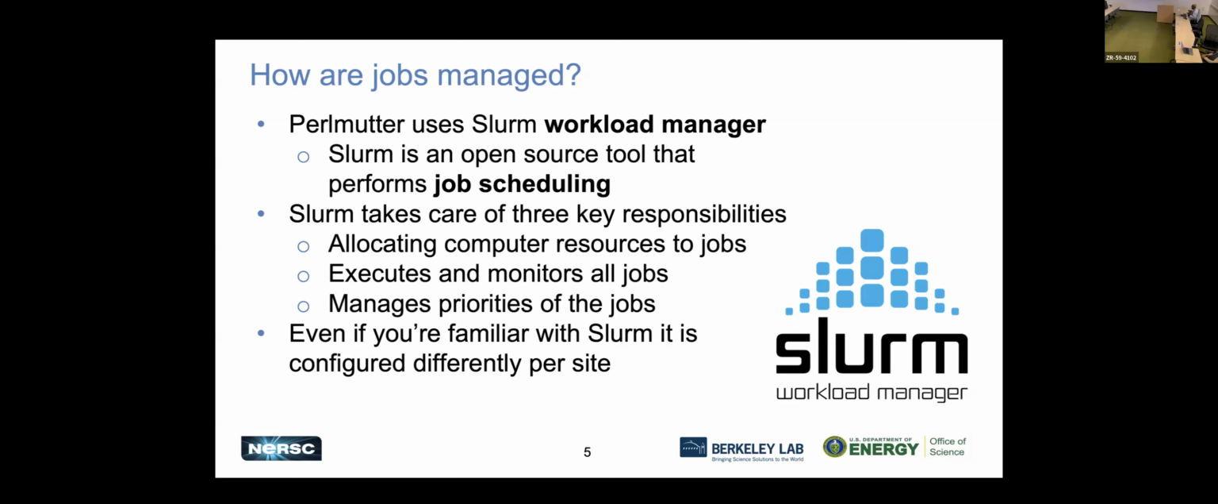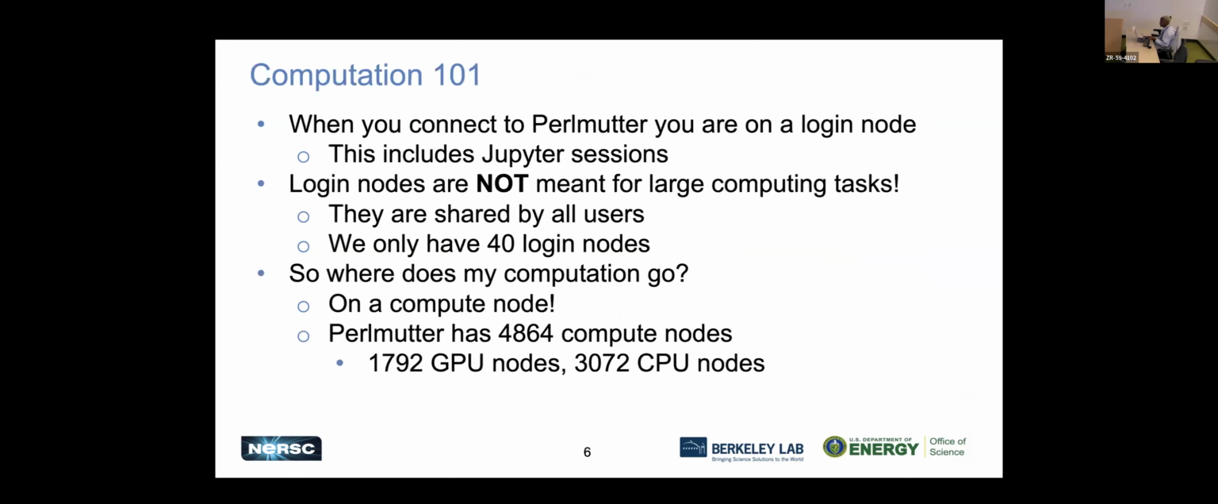So it's important to keep in mind that how you construct your job script is basically how Slurm is going to determine your priority. And you can think the higher the priority is, the higher the cost it will be for you, for your allocation. So again, even if you've used Slurm on other resources, we've configured it differently for our system, and most of the time that's common as well.